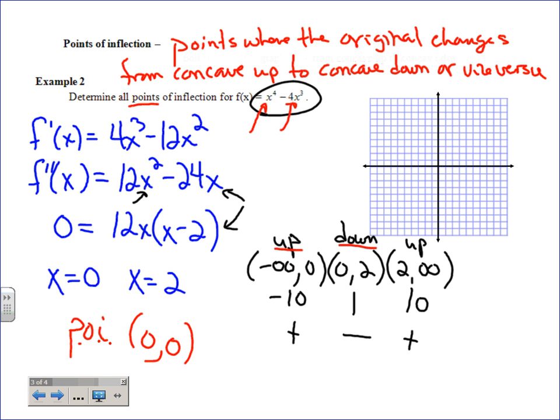So how about 2? 2 is another potential place. It changes from down to up, so it actually is. So another one is 2. So you put 2 in there. 2 to the fourth, if we're putting it back into the original, is 16, excuse me, minus 32, so negative 16. So 2, negative 16 are places it's going to change.